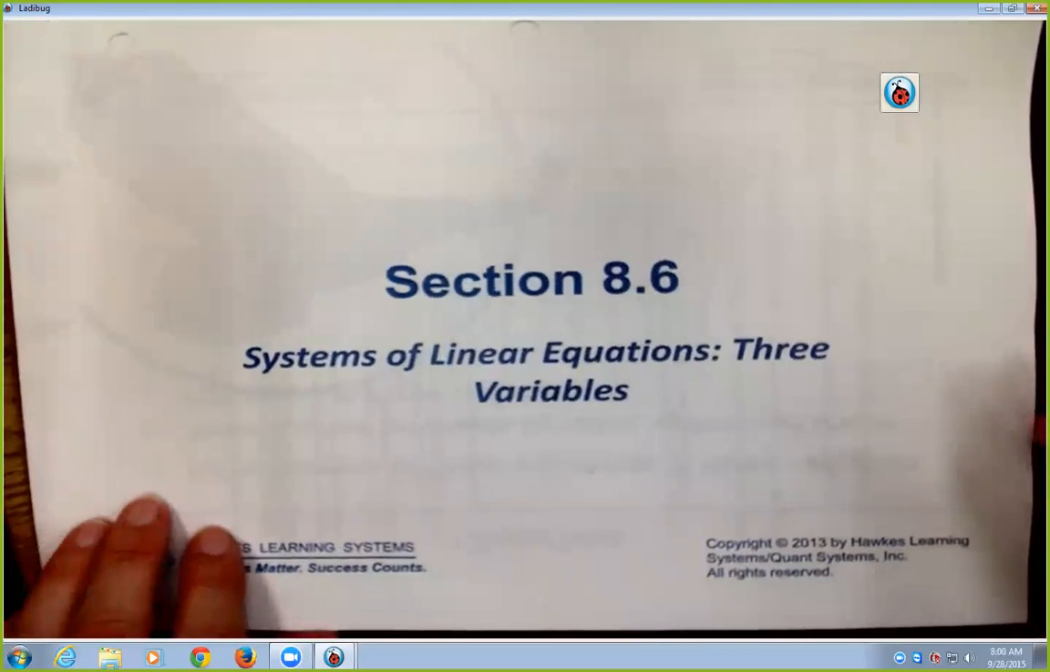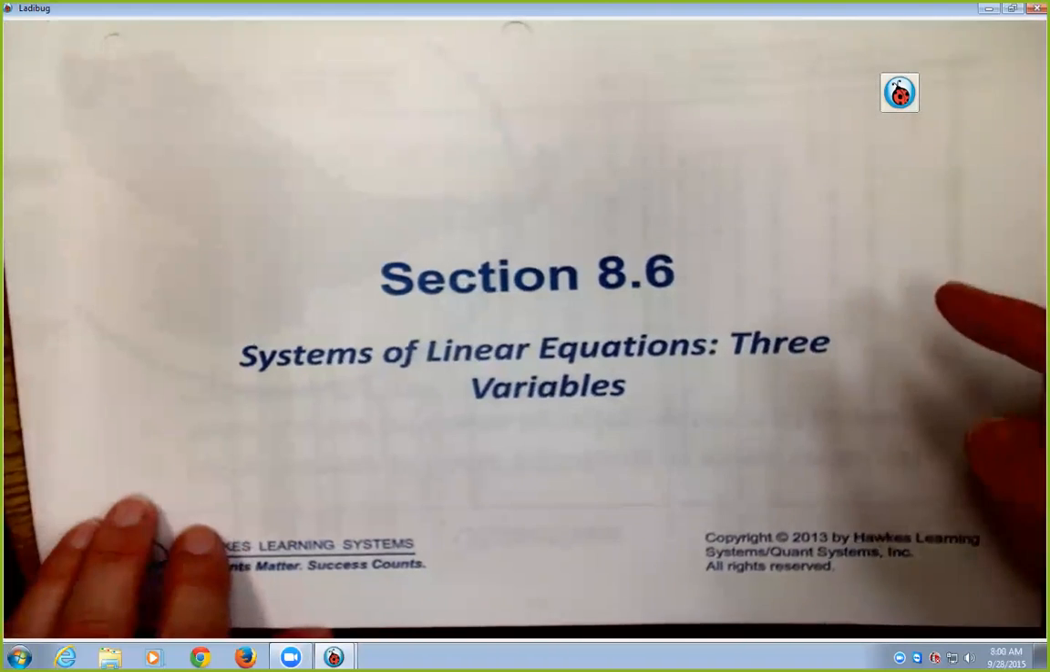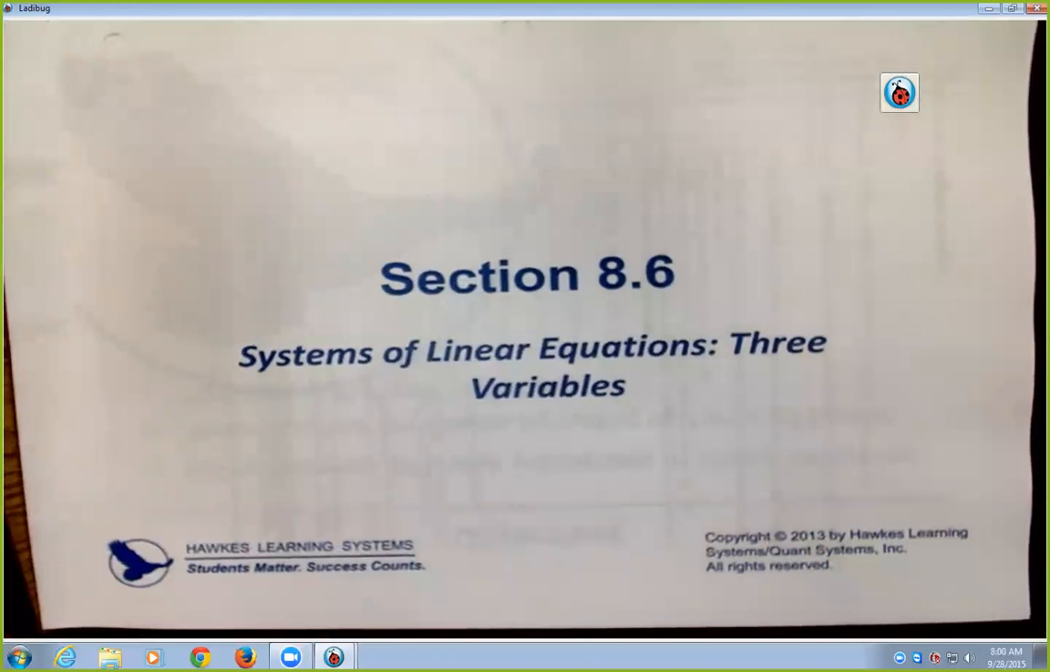Today, I want to flip-flop your two sections. We're going to start with 8.6, and then we're going to go back and do 8.5, but we're not going to do 8.6 the way Hawks does 8.6. In Hawks, they go through and solve a 3x4 matrix using algebra. But we are not going to do it that way. We're going to use your graphing calculators and your matrix button, because it takes quite a while to solve one of those using the method they use in Hawks.